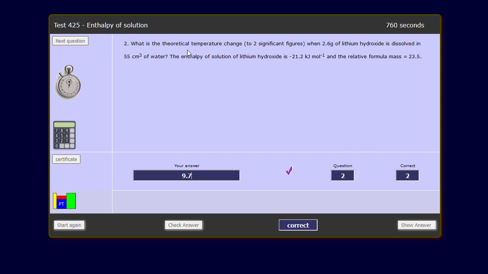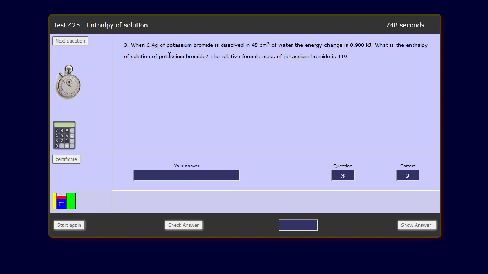So once again, it was just using E equals mc delta T, taking care about the sign, of course. If it's exothermic, well, the temperature will go up. If it's endothermic, the temperature will go down. Let's look at another question.